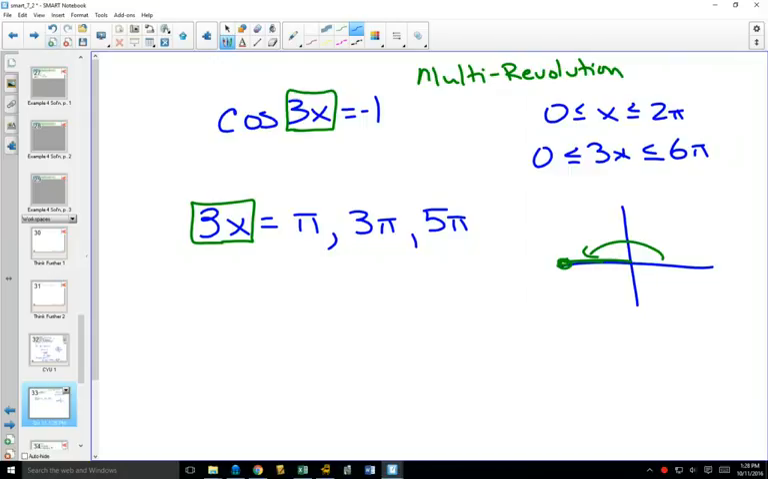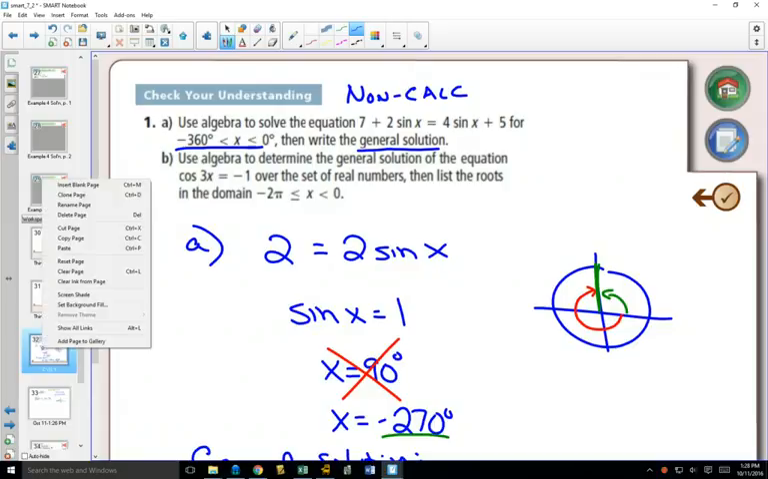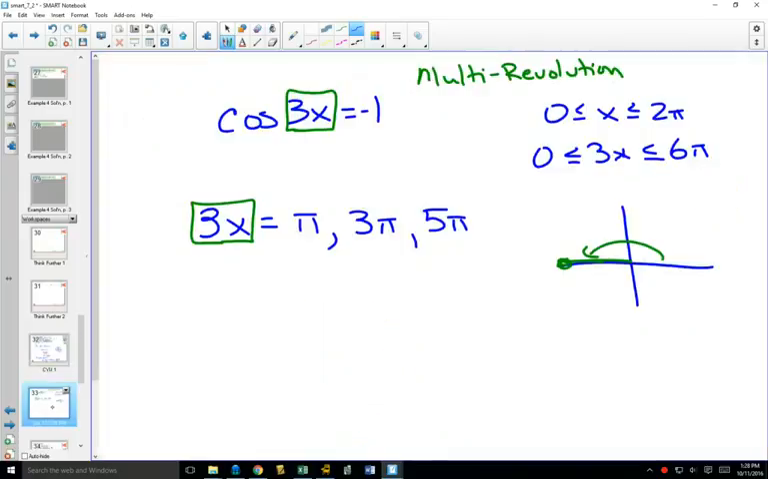The domain, we're going to figure that out later, okay? Because it does say in the domain, yes, it says between -2 pi and 0. It also says find the general solution. So we're going to do our general solution first, and then we're going to find from -2 pi to 0. But either way, we're going to find it first between 0 and 2 pi.